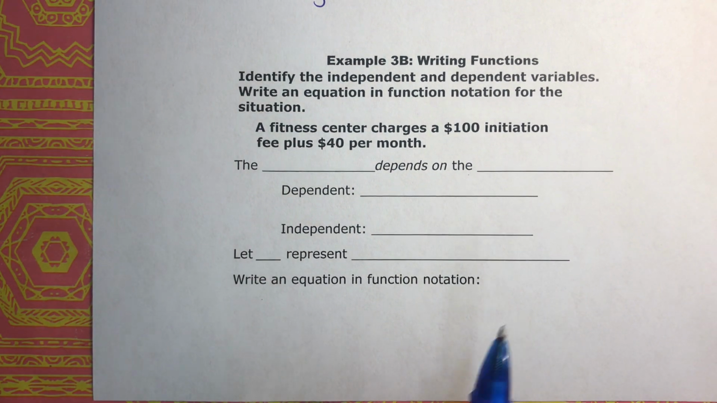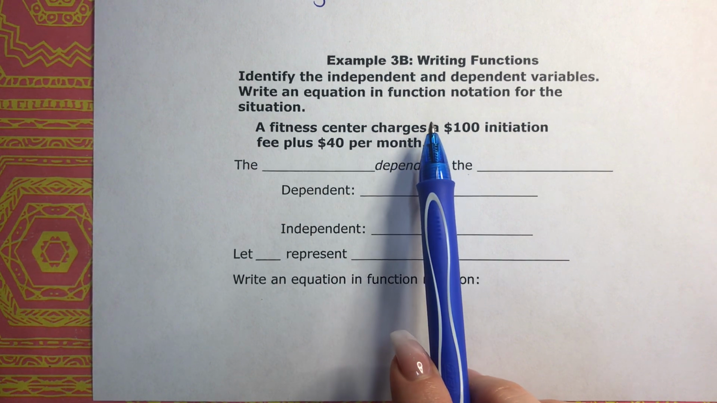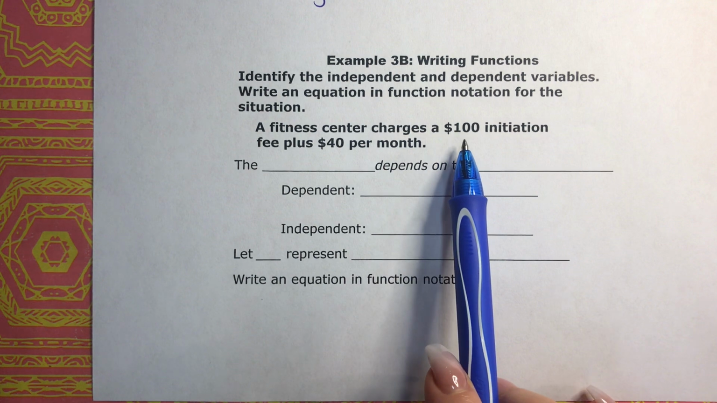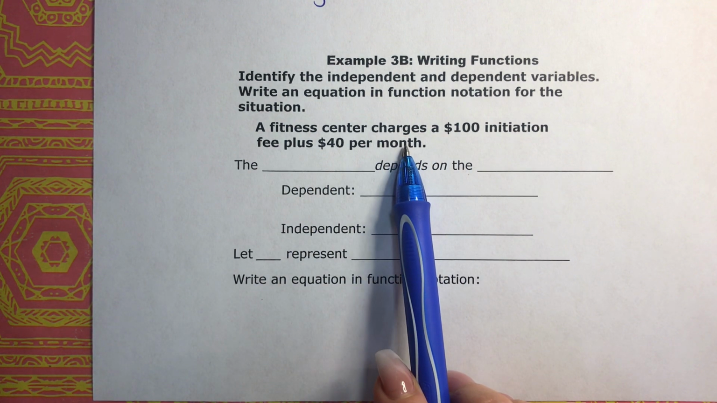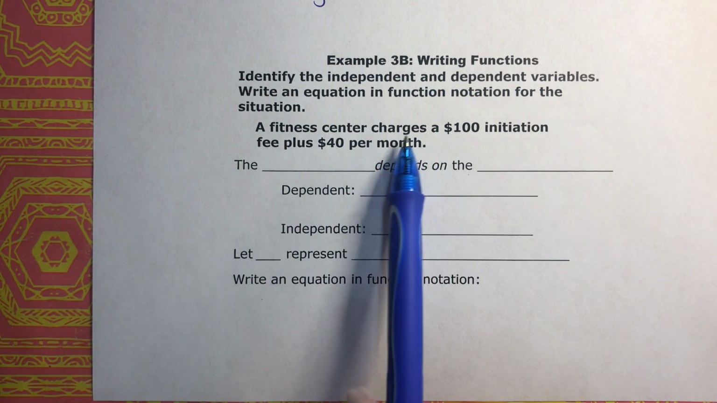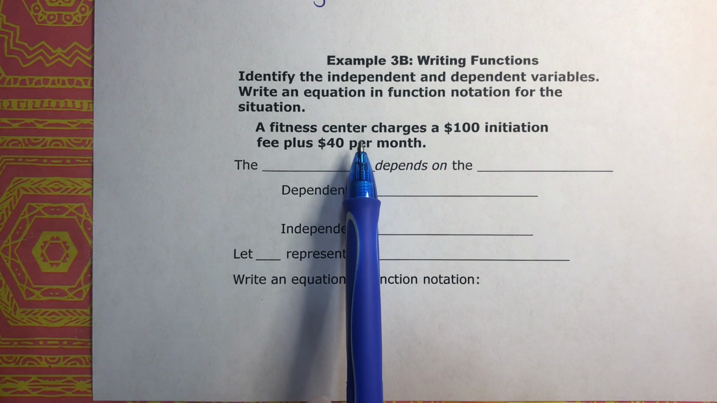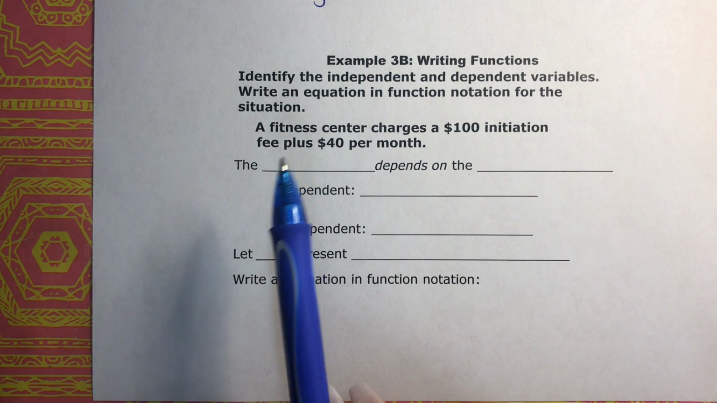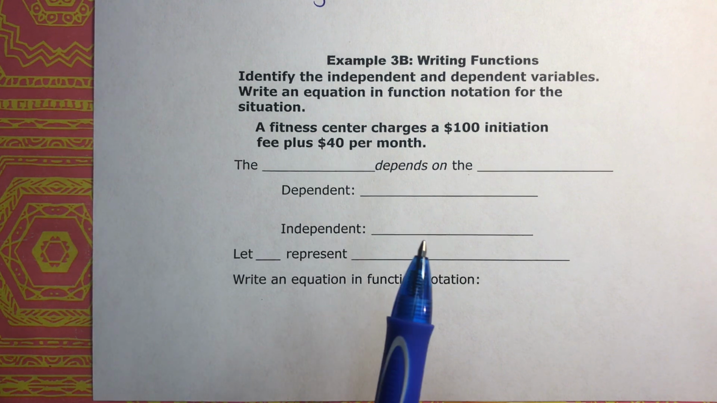So what I see is there's the total cost of all of it, right? And then there's a lot of months, so the number of months. So a fitness center charges, so the total cost of going to this fitness center, and then there's the number of months. So which one, does total cost depend on the number of months, or the number of months depend on the total cost? Let's think about this.